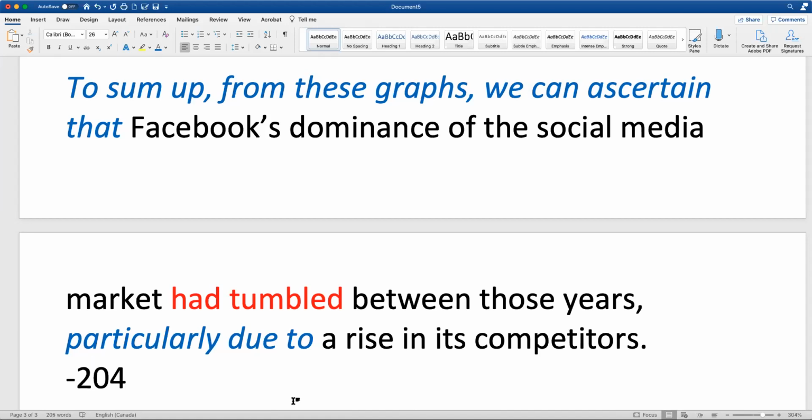204 words. That's pretty good. In my case, 204 words means it was easy. Yeah. We've had other ones that are 250 words because there's so much more information.